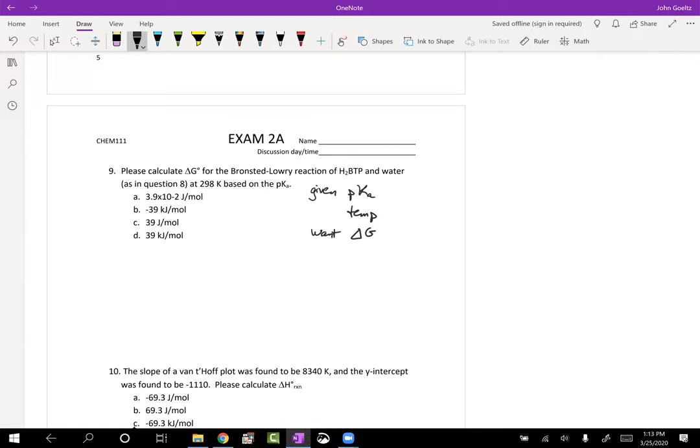So I need to get something that has delta G naught and temperature, and I have a pKa, and I don't think I have any equations that have a pKa in it, but we'll find something. Okay, so let's scroll down here. If you have your notes, you may be able to find this quicker, but let's go to the end of this and find the equation sheet where I get delta G.